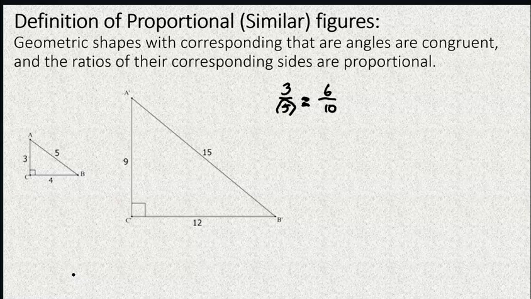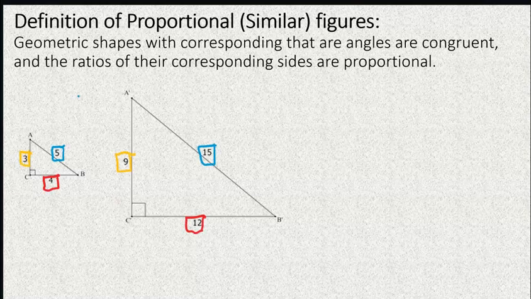So here, I could take this 5 and multiply it to the 6 and get 30. And I could take that 10 and multiply it to the 3 and still get 30. So there's a number of ways to show that equality exists between these two fractions. Let's look at a couple of ways we could set up proportionality amongst these two triangles.